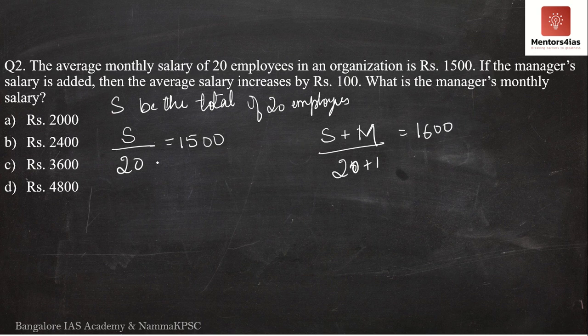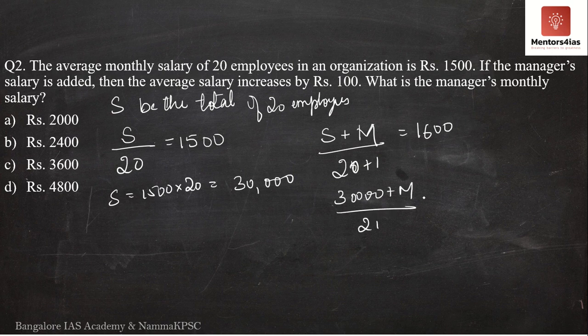S, I can substitute S as what? 1500 into 20. 15 twos are 30, and 3 zeros, it is 30,000. So substituting S as 30,000 over here, what do we get? We get 30,000 plus M divided by 21 is equal to 1600. Therefore, 30,000 plus M is equal to, I'm going to multiply 16 and 21.